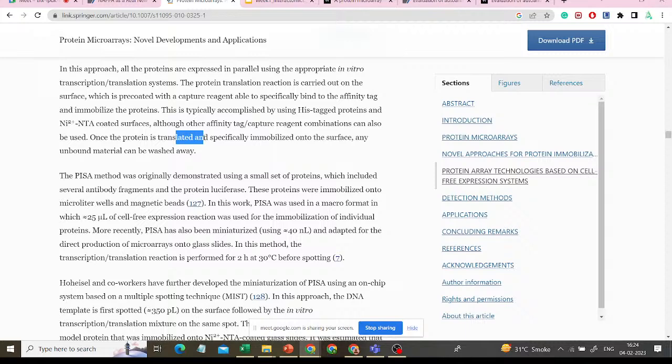Then there is the PISA method. So what is that? This is basically about the PISA method, which was used onto magnetic beads. This is just a brief about when it was used and with what.